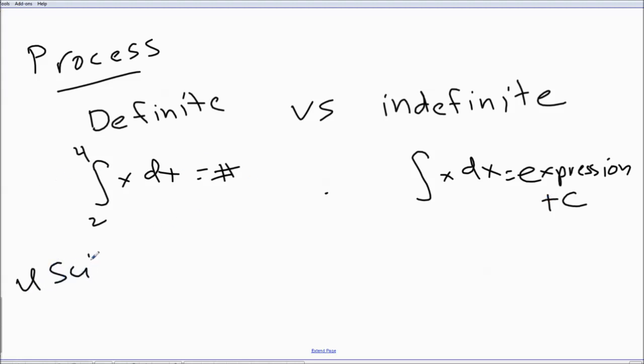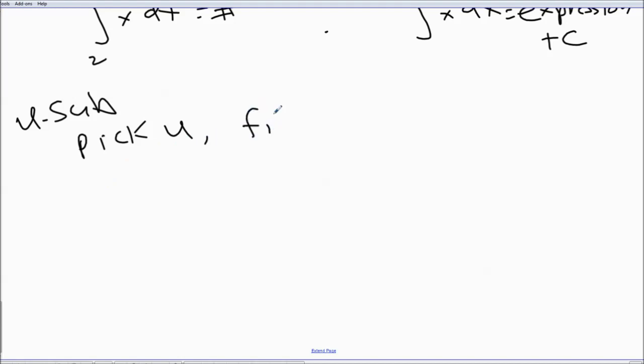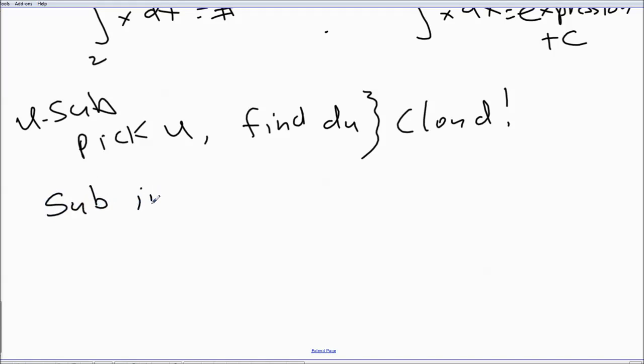And then what do we do in u subs? In u sub, what is our process? We pick u. Do we do that in both cases? Yeah, we do. We absolutely pick u in both cases. Next thing we do is we find du, or the derivative of that. So we're building our cloud. Okay, what next? We actually make a substitution. So sub in u and du. Awesome. That's the same whether it's definite or indefinite. Now we need to maybe simplify, but we're going to actually find the antiderivative.